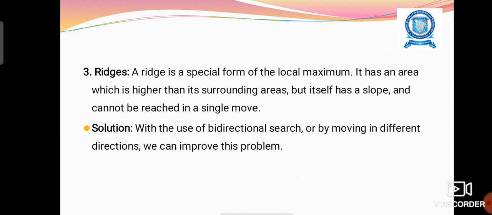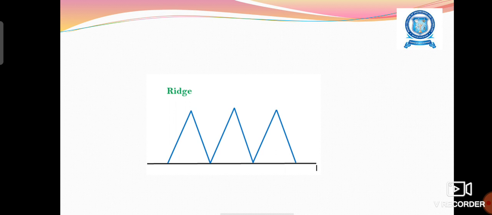And the third one is ridges. A ridge is a special form of the local maximum. It has an area which is higher than its surrounding areas, but itself has a slope and cannot be reached in a single move. With the use of bidirectional search or by moving in different directions, we can improve this problem. So this kind of pattern is called a ridge.